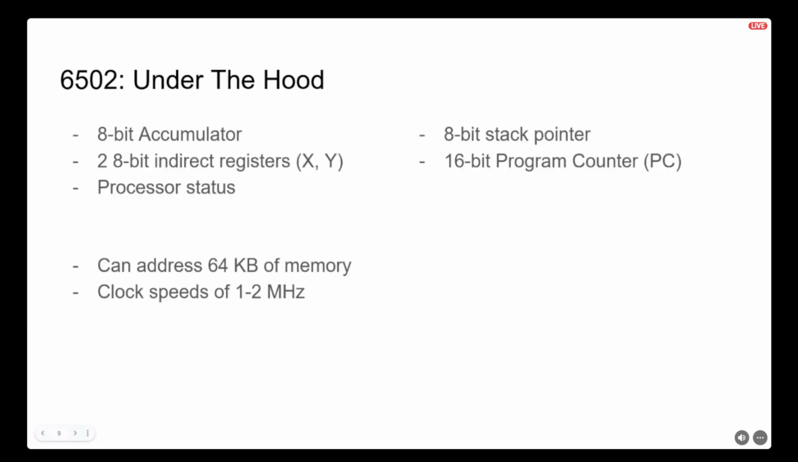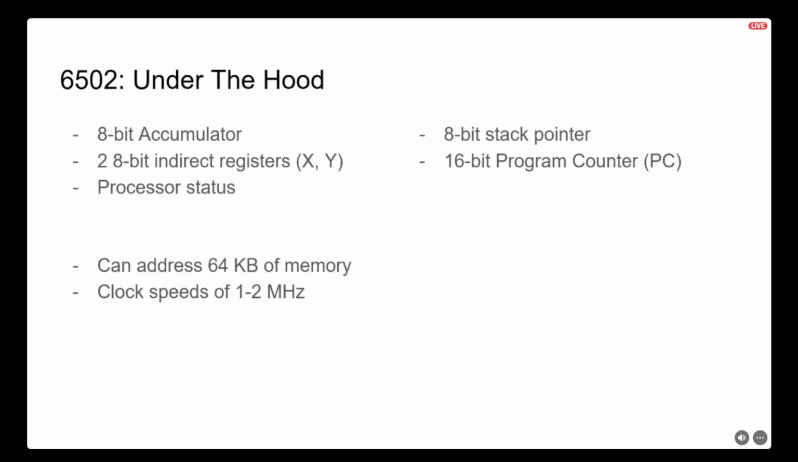Okay. All right, so the 6502, what the heck is going on here, right? So the 6502, again, it has the 8-bit accumulator, the two 8-bit indirect registers, the 8-bit stack pointer, and a 16-bit program counter. The program counter basically just points to where you are in your logic flow. The stack pointer, when you're using the instruction JSR, jump to subroutine, you need to know where you're returning to when you're done. So that's where that comes into play.